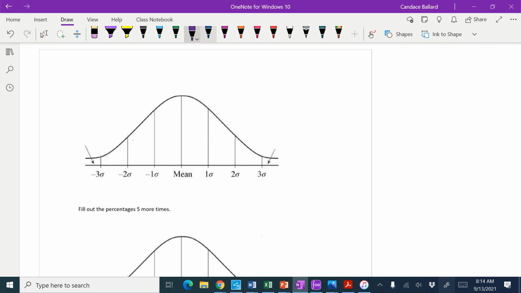So in the middle, it should be 34% and 34%. Don't round it. The next part, 13.5% and 13.5%. The next part is 2.35% and 2.35%.